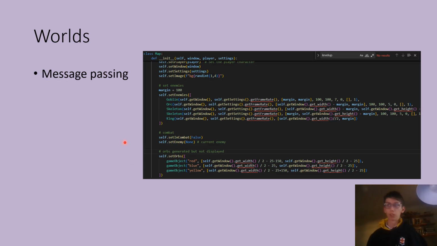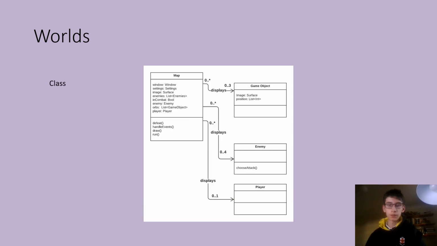Now for the creation of the worlds, which involve message passing of calling the functions, or holding settings, windows, maps, and calling their functions for specific purposes. The map held a player, up to 4 enemies at a time, and 3 orbs. The orbs were each displayed on the map.